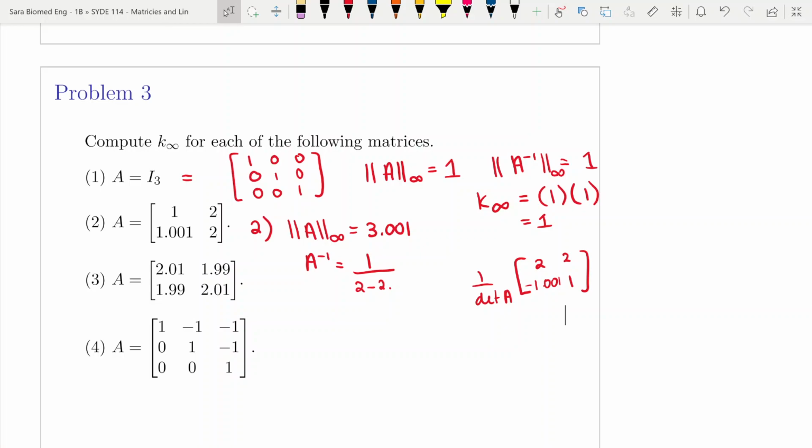Just so you know, I have the solution ready for all these problems, so you can check it out after the tutorial. It's printed, so I think it's easier to understand than my handwriting. The inf norm is the max of the row sums. The sum of this row is the max, and because it's the same row, it's one.